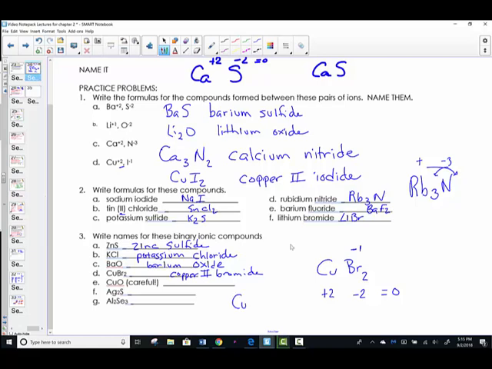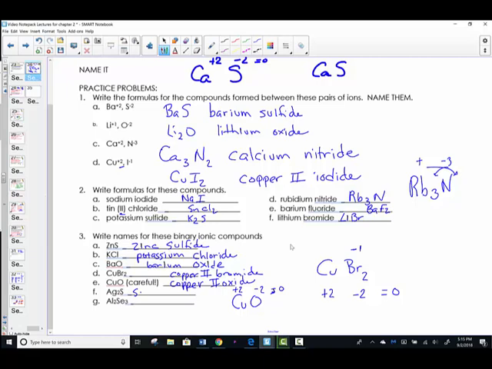Next one is CuO. Again, we know copper requires a Roman numeral because we did not write a charge in the box on our periodic table. Work backwards. Find oxide. You know that it's a minus 2 because it's written in your periodic table. I know that it has to be a positive 2 to combine to make an electrically neutral compound. This is copper 2 oxide.